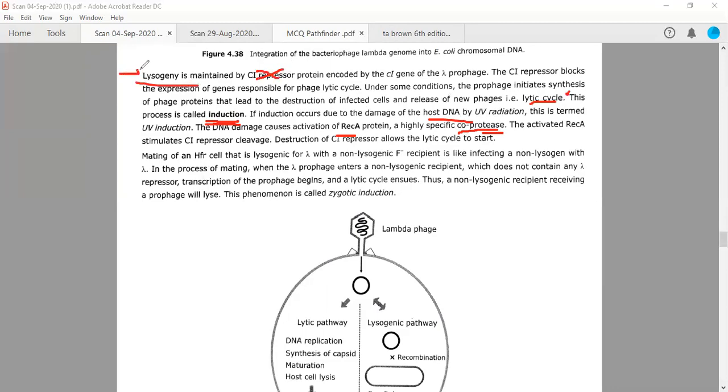Then the virus can move from lysogeny to the lytic cycle, and it will release the viral particles out of that particular host cell, right? So activated RecA protein stimulates C1 repressor cleavage, and then destruction of C1 repressor allows the lytic cycle to start. Once the C1 protein is degraded, then the lysogeny is over, and then this particular virus will be able to perform the lytic cycle.